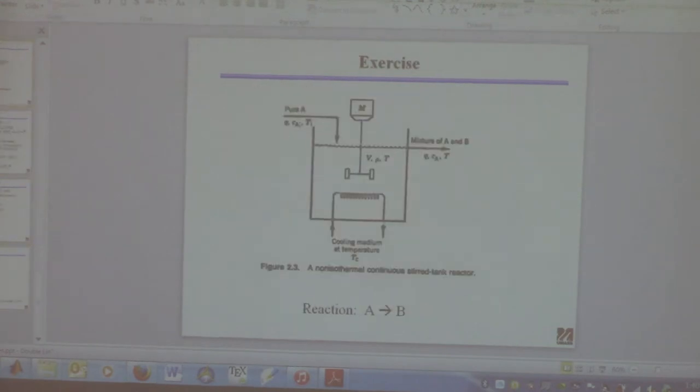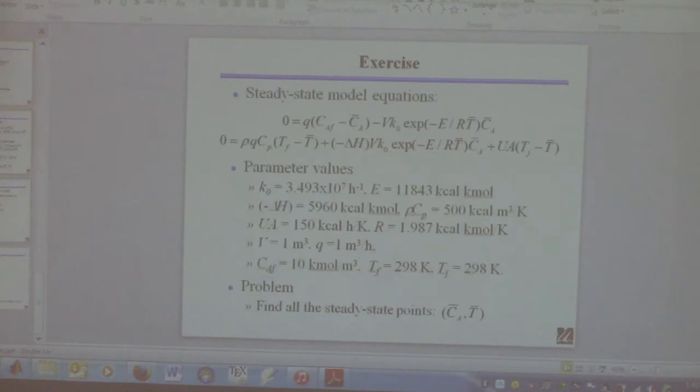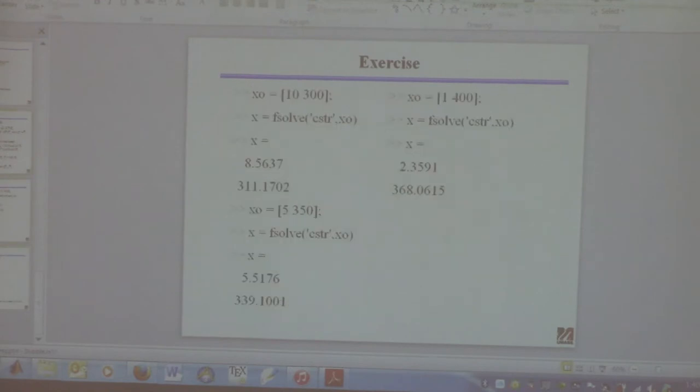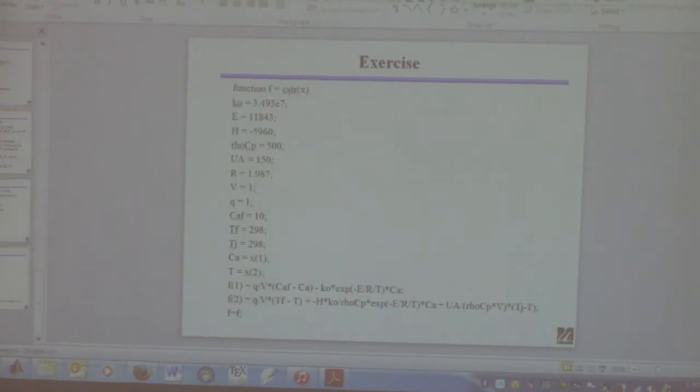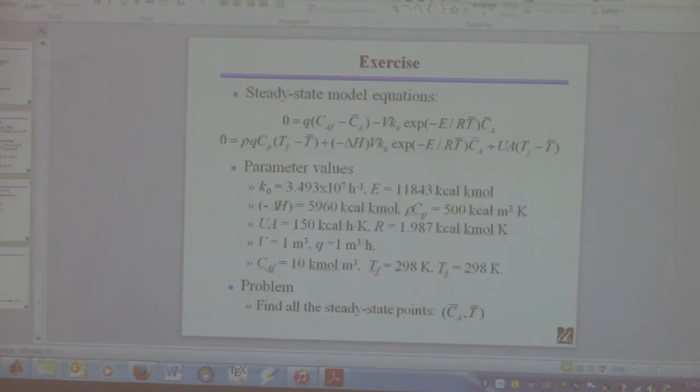Okay? Here's all the evidence I need. You already have solved this problem. You're supposed to have solved it. You're supposed to have written a function that looks something like that. You can use that function again if you wrote it. If you didn't write this function, that means you didn't do this last thing that we did in class.